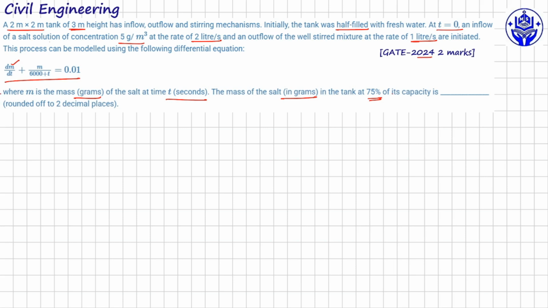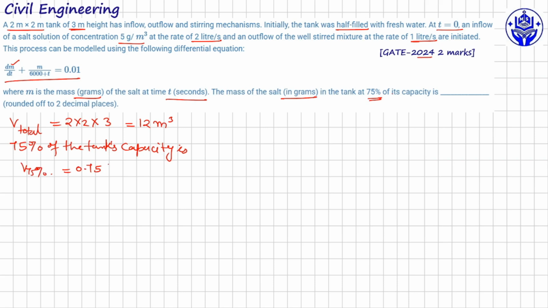If I calculate the volume of the tank, what is the volume? The total volume of this tank is 2 into 2 into 3, which is 12 meter cube. Therefore it has 75% of the capacity. So the volume at 75% I can write as 0.75 into 12, that is 9 meter cube, which is 9,000 liters.